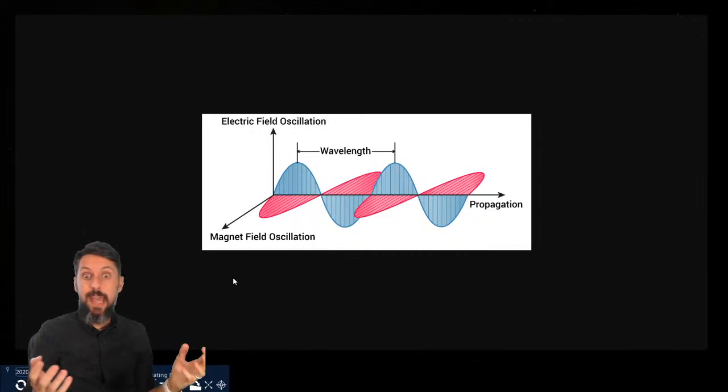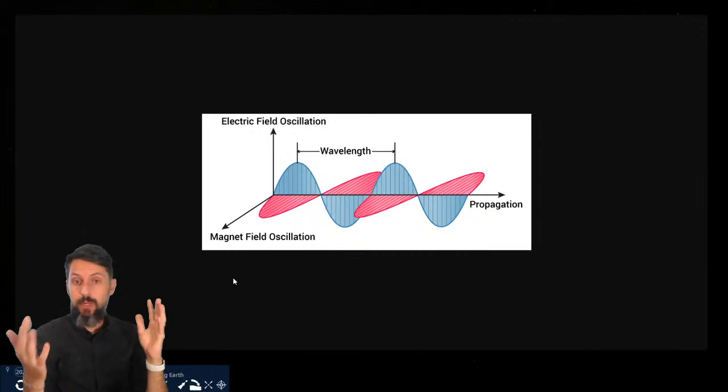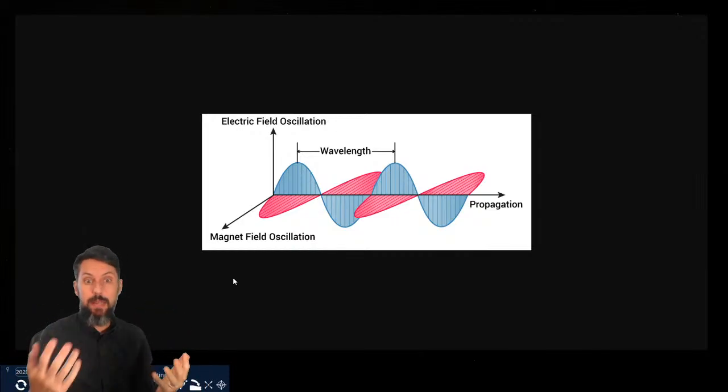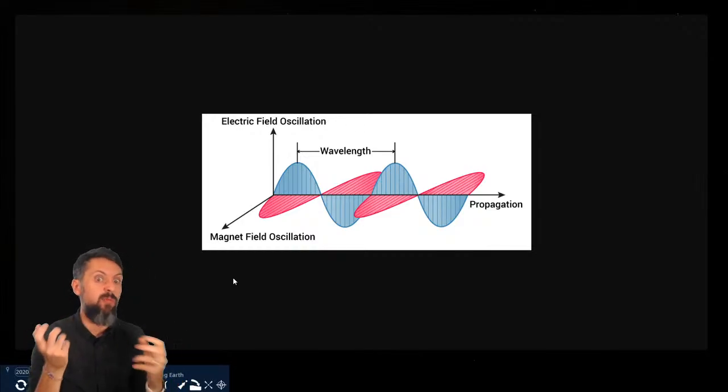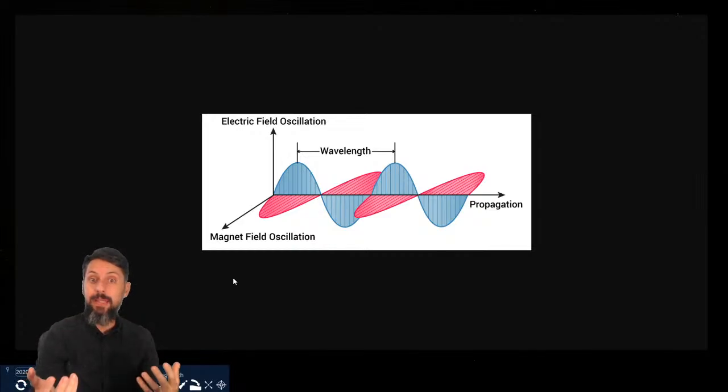So the question is, what does that mean? Different wavelengths, what does that mean? Well, generally, you actually interact with this all the time. You don't realize it. Our eyes can see light of different wavelengths. We kind of talked about this last time.